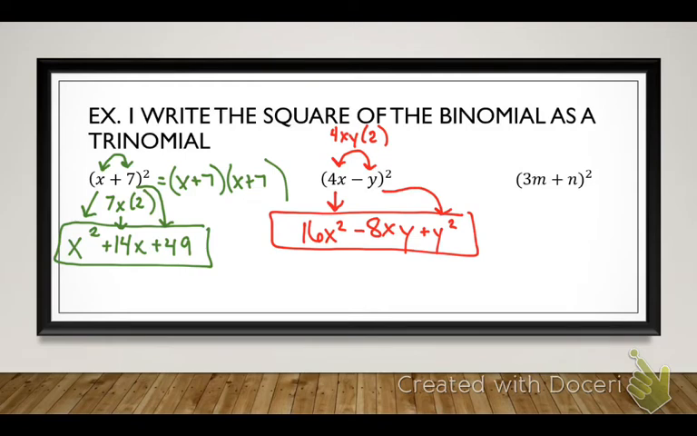Okay, William, what did you get for your first term when you squared 3m? 9m squared. Kaylee, what did you get when you multiplied the two terms together and then doubled it? 6mn. Did you guys get that? 6mn. So it should have been plus 6mn.